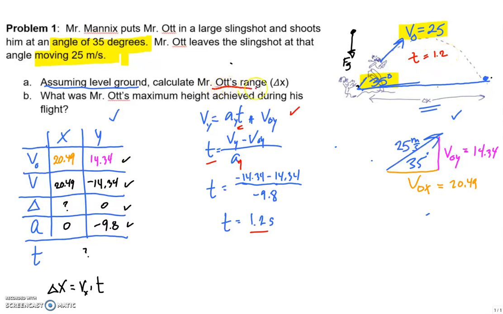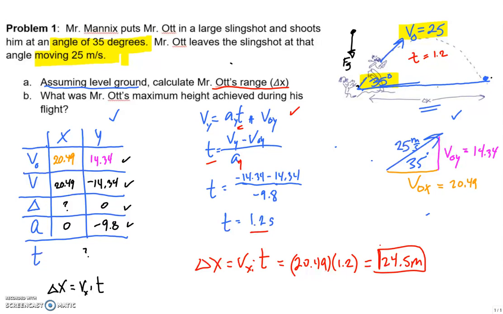So, Mr. Ott's range, delta x, that is a horizontal quantity, so it's constant velocity. And we know for something moving constant velocity, we multiply its velocity times the time that it's moving to get how far it's gone. So in this case, horizontal velocity of 20.49 meters per second times 1.2 seconds equals 24.5 meters is his range.